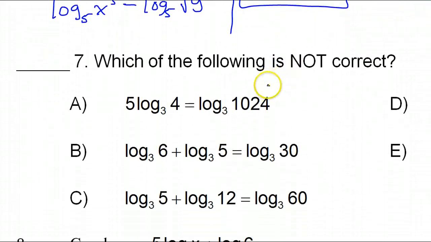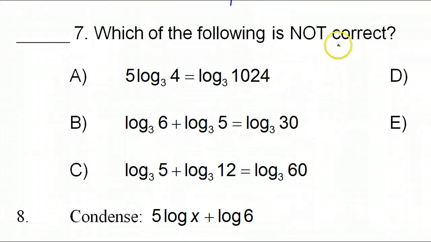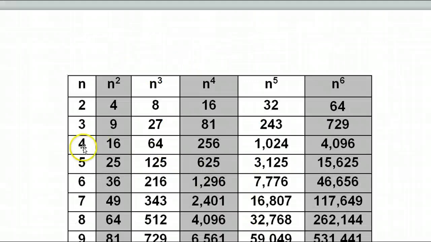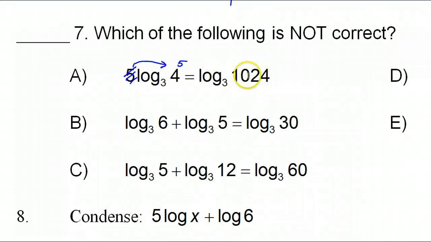Okay, number 7. Which of the following is not correct? Well, let's see. For A, first thing we would do, obviously we're condensing here, okay? So we're seeing if the left equals the right or not, and we're looking for the one that's wrong. If we put the 5 up as the power, if we moved it, 4 to the 5th power, looking at the table, 4 to the 5th power is 1024. Oh look, 1024, so that one's correct. So that's not the answer.